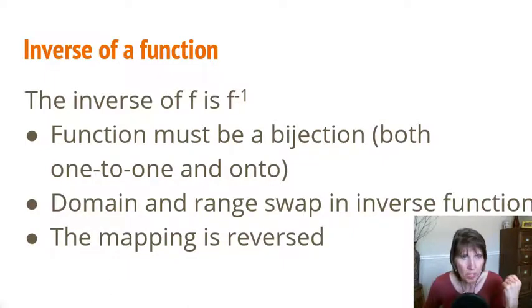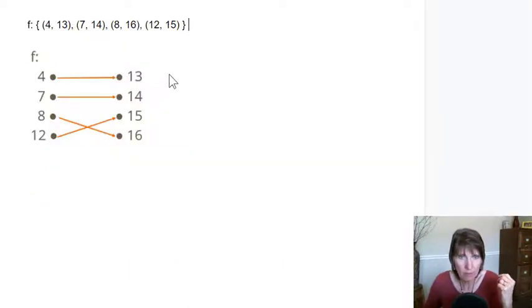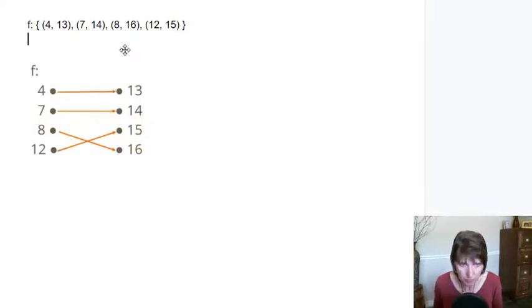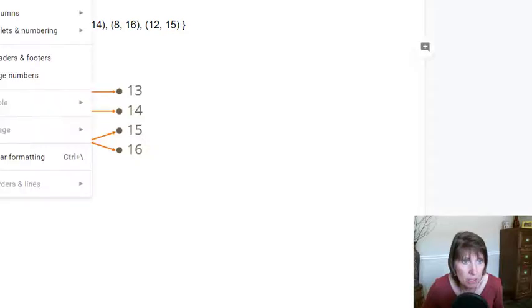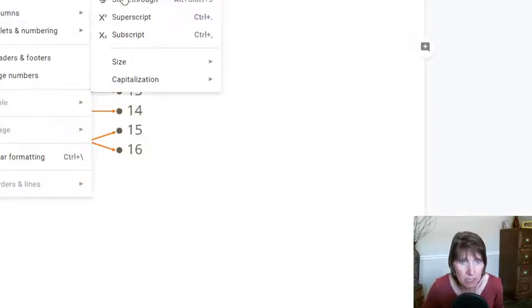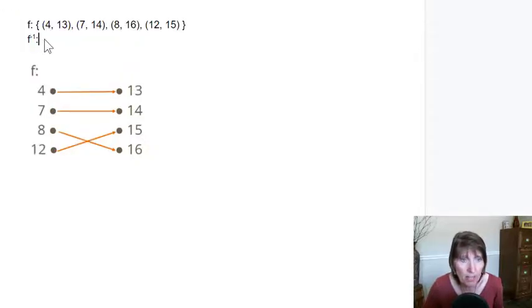So let's look at what that looks like. Here we have a function that's defined as a set of ordered pairs. The inverse of that is f to the negative 1. So I do the negative 1 and superscript it, formatting the text as superscript, and that's how I write the inverse. Now this will be a set of ordered pairs, but the orders will be reversed. So now it will be 13, 4. Right? That's just that reversed.